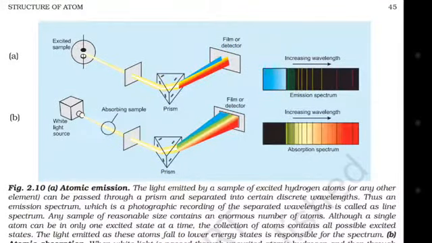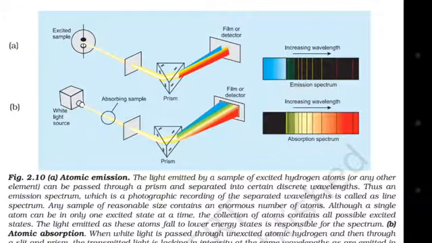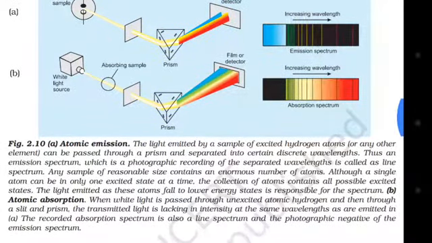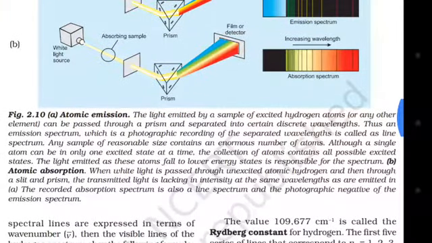Figure 2.10a, atomic emission. The light emitted by a sample of excited hydrogen atoms or any other element can be passed through a prism and separated into certain discrete wavelengths. Thus, an emission spectrum, which is a photographic recording of the separated wavelengths, is called a line spectrum. Any sample of reasonable size contains an enormous number of atoms, although a single atom can be in only one excited state at a time. The collection of atoms contains all possible excited states. The light emitted as these atoms fall to lower energy states is responsible for the spectrum.